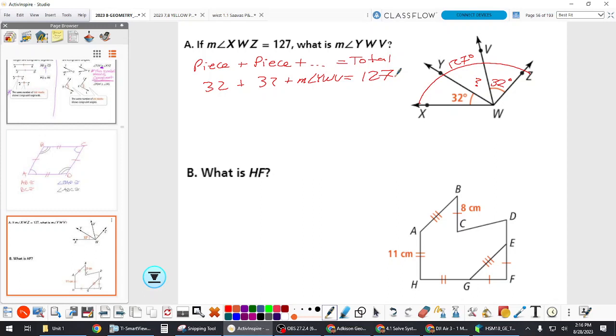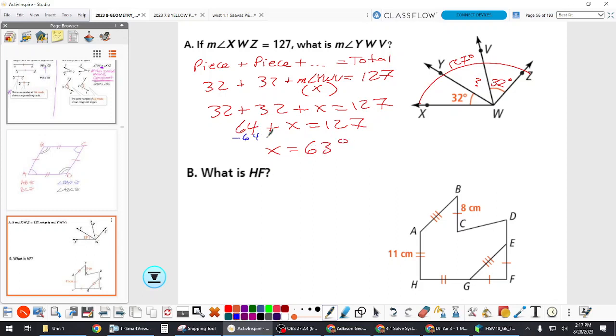Okay? So now we just solve for our variable. If you don't like all those letters as your unknown, make it be an X. It could just as easily be X, right? And this could say 32 plus 32 plus X equals 127. It's technically better to use the angle name, but not necessary. Anyway, from here we have 64. This is an easy algebraic one. 64 plus X equals 127. And then how do you solve for X? Just subtract. Yeah, I should probably show that. So 63 degrees. And then technically we need to say that that's the measure of angle YWV. But for now, again, I don't want you to be overwhelmed by notation.